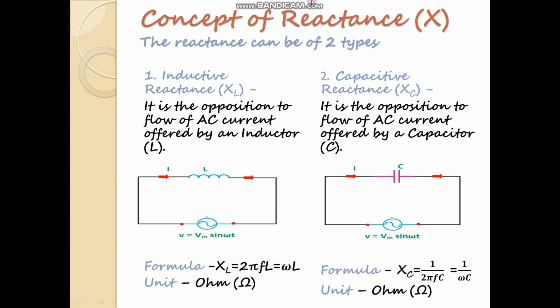Now the concept of reactance. Reactance means opposition to the flow of current which is offered by either an inductor or a capacitor. So reactance can be of two types. First is the inductive reactance denoted by XL, which is the opposition to the flow of AC current offered by the inductor in the circuit, which is given by XL equals 2 pi FL. F is the frequency of supply, which is equal to omega L. Omega is the angular velocity. Unit of the inductive reactance is ohm.